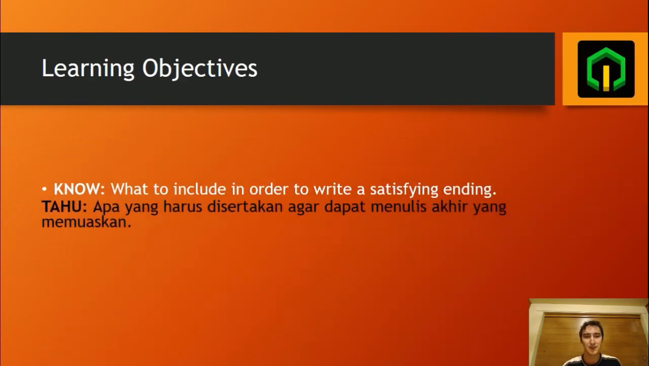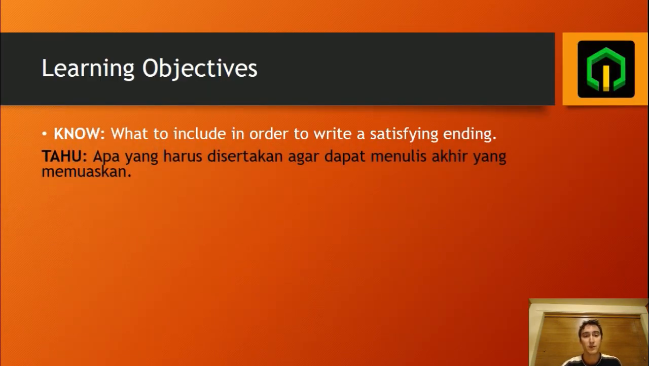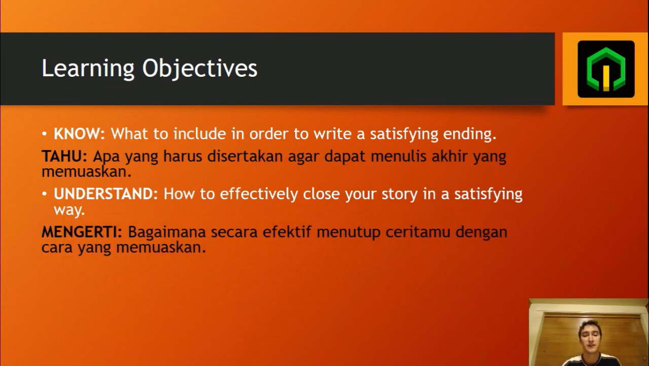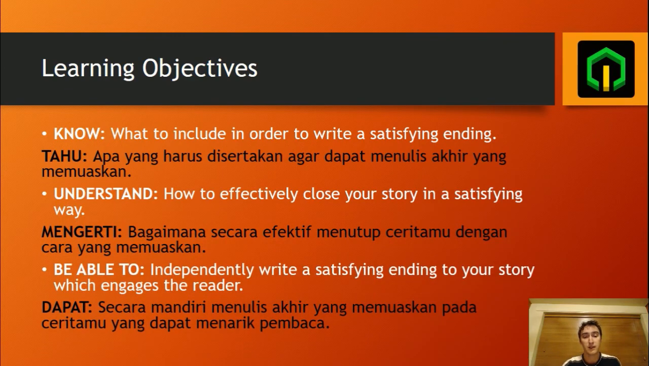Learning objectives. By the end of the lesson you should know what to include in order to write a satisfying ending to the story you've been working on in previous lessons. You should understand how to effectively close your story in a satisfying way, and you should be able to independently write a satisfying ending to your story which engages the reader.